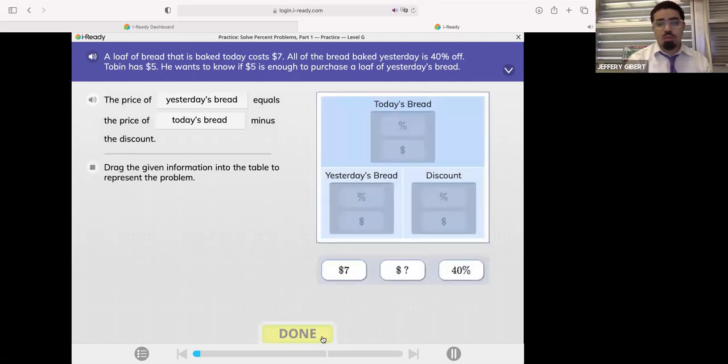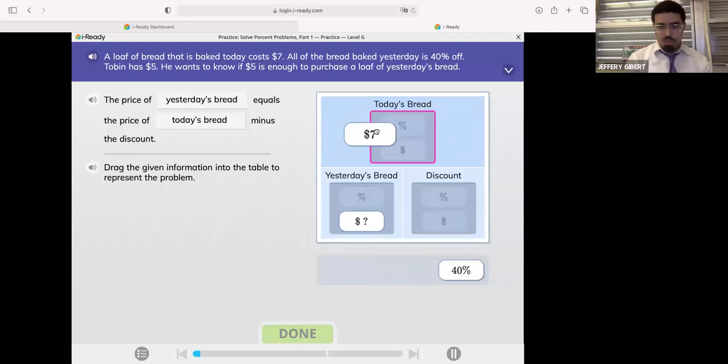Drag the given information into the table to represent the problem. So the question mark goes with what he's trying to find. He doesn't know how much yesterday's bread is, so that's going to be the question mark. He does know how much today's bread is. Today's bread is $7. And he knows that the discount is 40% off. So the discount's 40%.